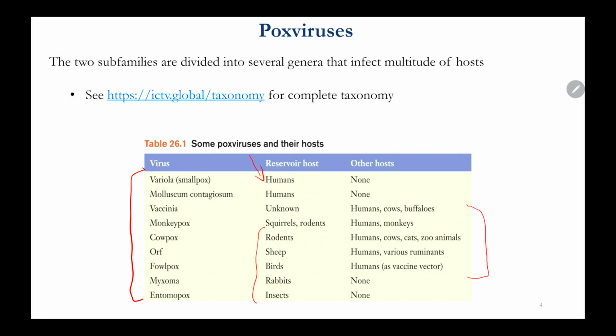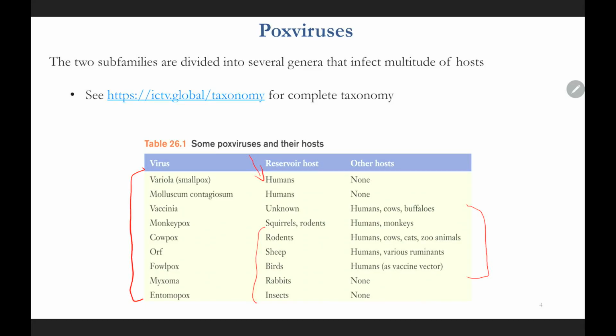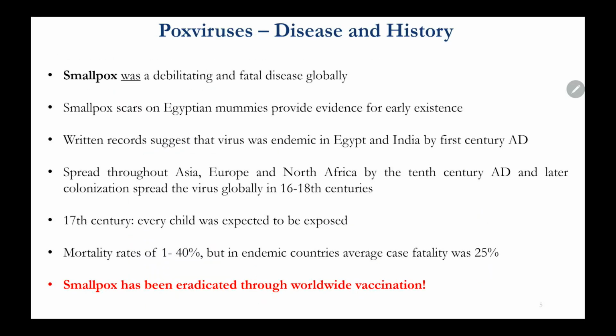Now, continuing on, one of the major diseases that was caused by this virus was smallpox. But it's good to say that it was a debilitating and fatal disease globally. It has been eradicated through vaccination, okay? Because if you actually look at Egyptian mummies from way back when, they still had these smallpox scars. So this tells us that this has existed for a very long time, okay?